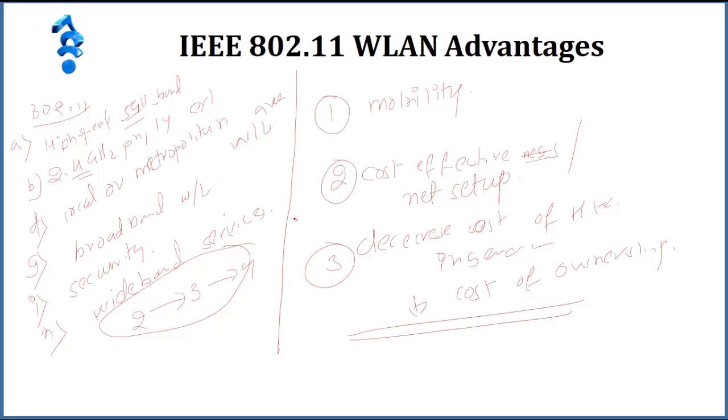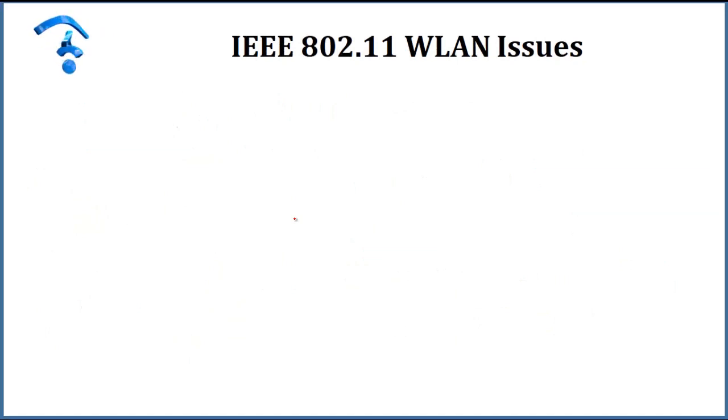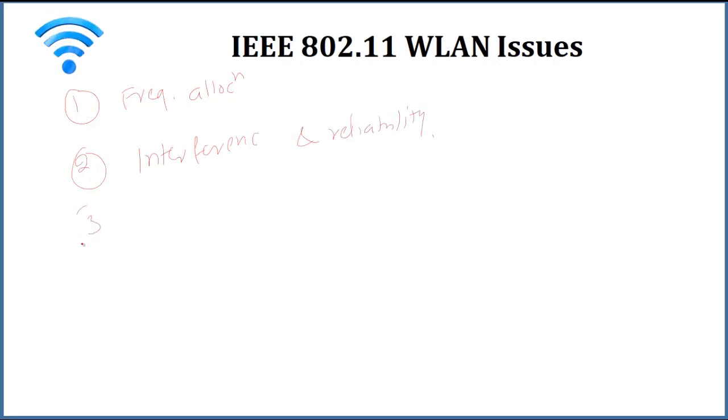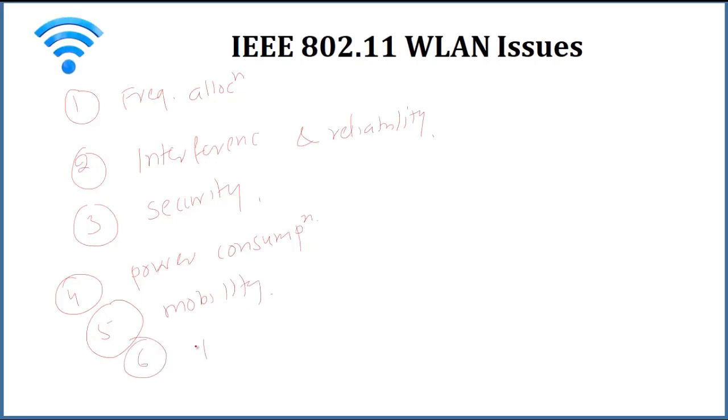However, with these several deployment advantages, it comes with several issues with this wireless LAN. So what are the issues, we'll see. I'll just note down some of the points. First, frequency allocation. Second, interference and reliability. Third, security. The fourth one would be power consumption. The fifth one could be mobility, and the sixth one throughput.